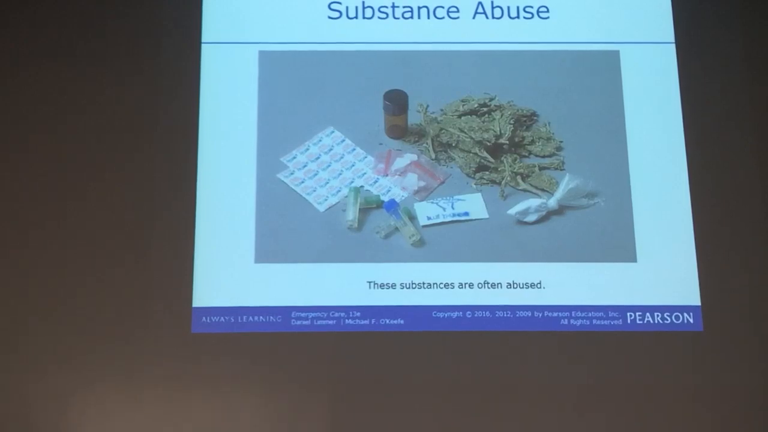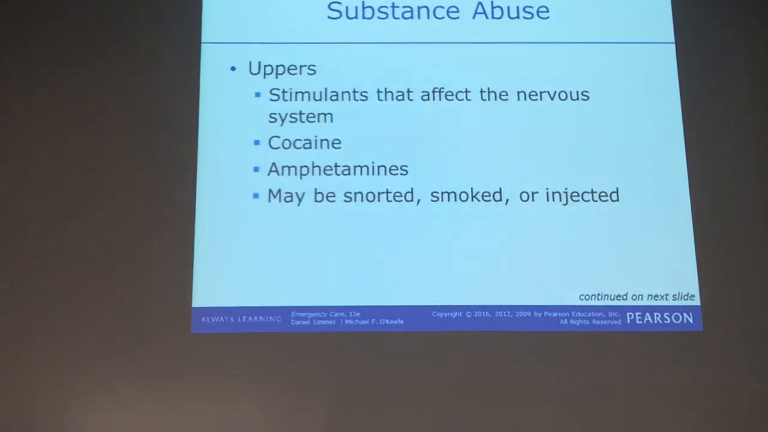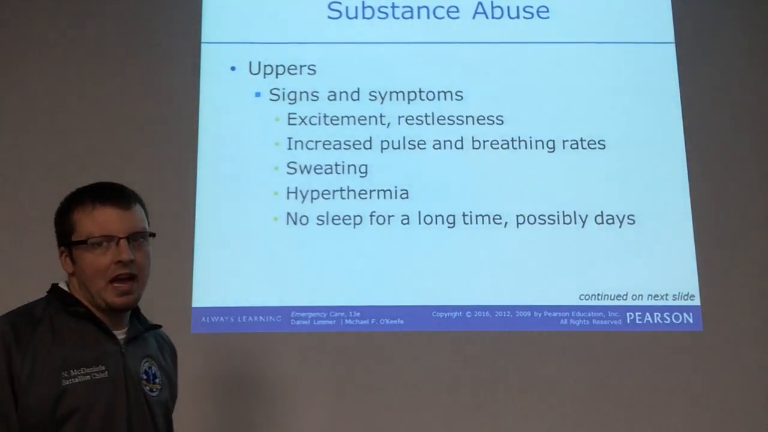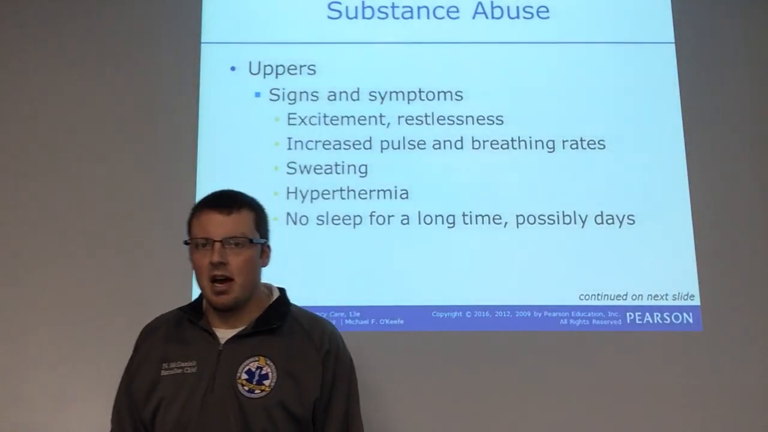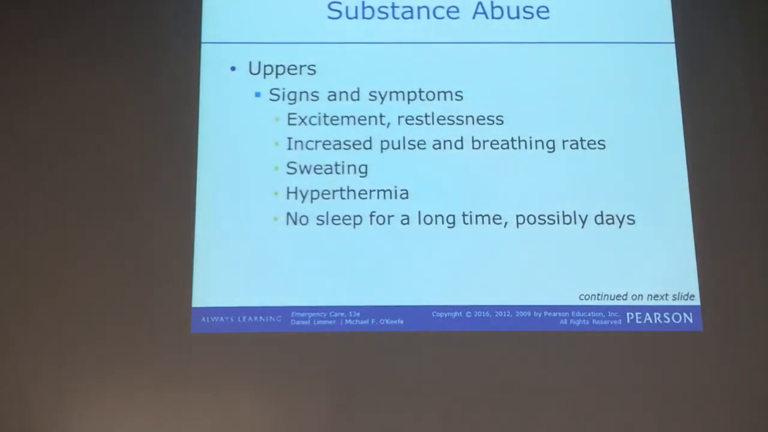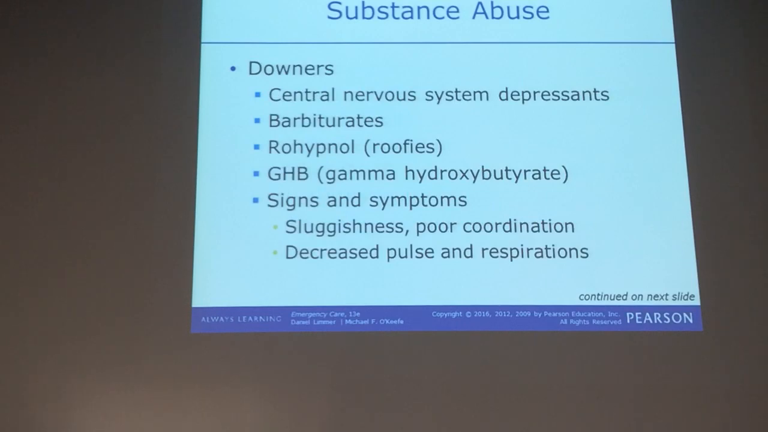A whole bunch of stuff in there. So uppers are stimulants that affect the nervous system. We've got cocaine, amphetamines. These can be snorted, smoked, or injected. A lot of times these folks are going to be excited. They're going to be really moving fast. They may be restless. They're going to be a little hypertensive, hyperthermic. They may not sleep for days. They're going to be sweating. They're pretty intense.